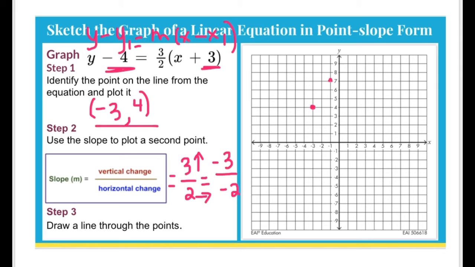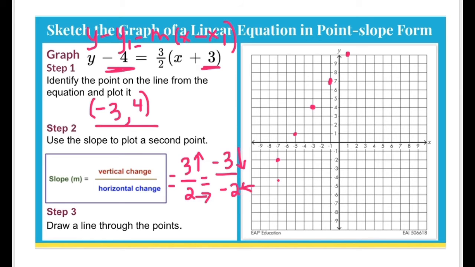And then over 2. And if you want to continue, up 3 and then right 2. Or another way is you can go down since 3 here is negative and make a left since 2 is negative. So go down 1, 2, 3 and left 2. So again, if the slope is positive, the line will slant to the right.